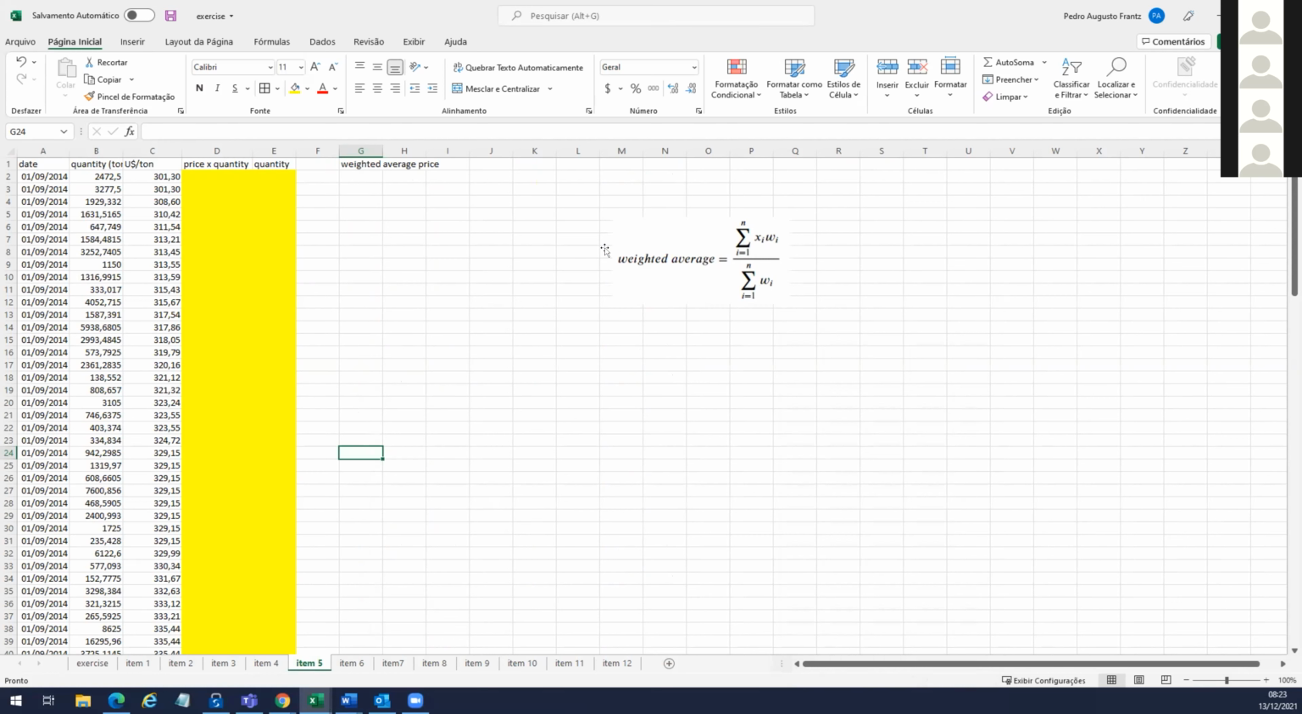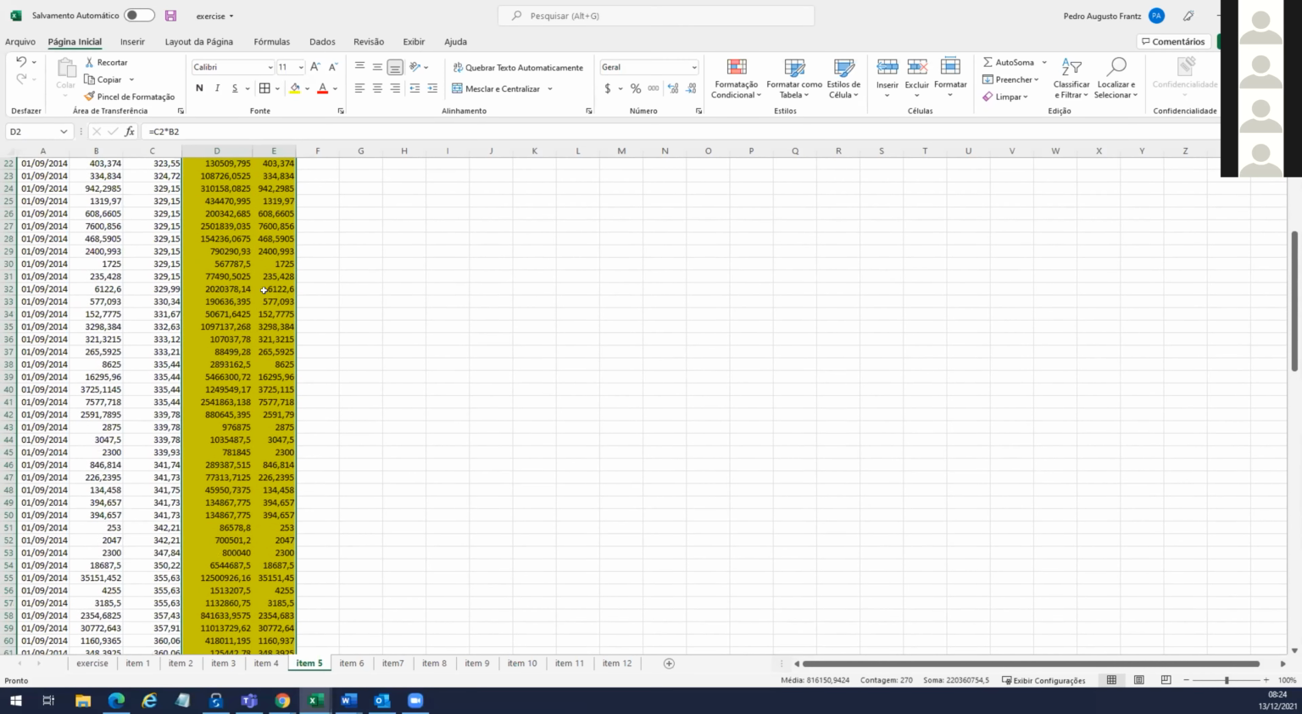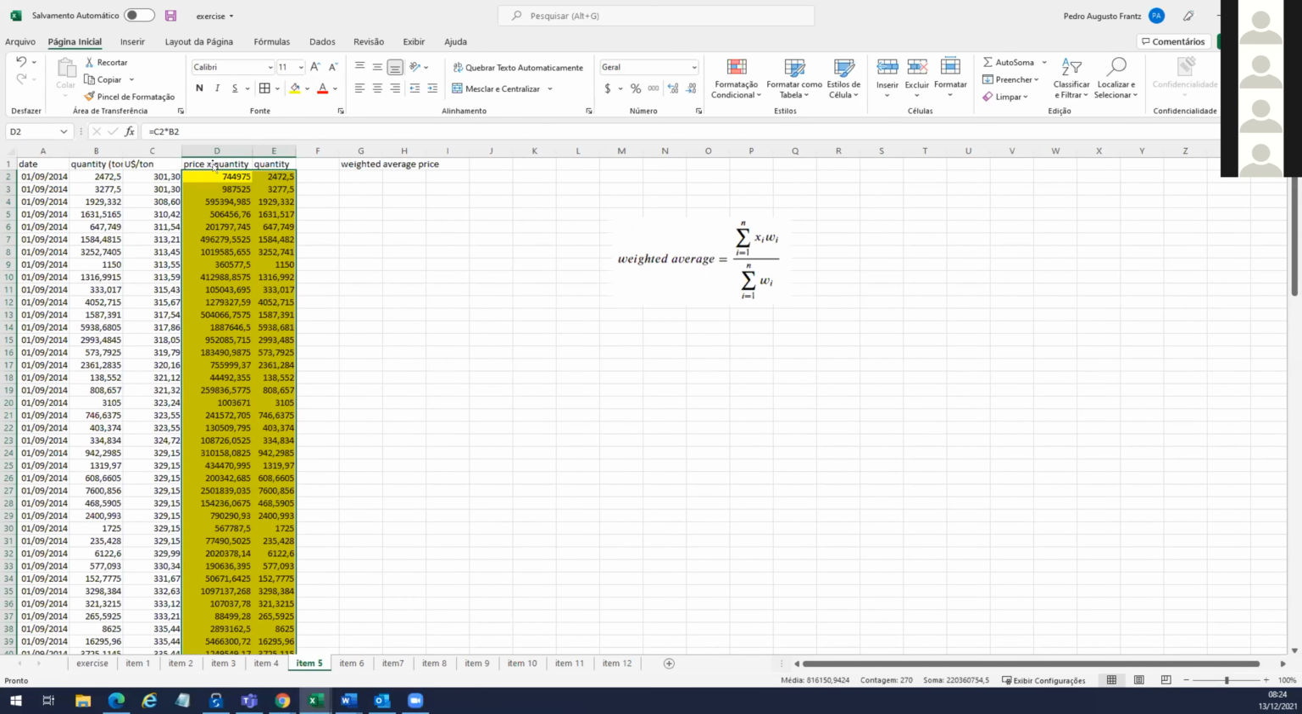This is what we will do now. We have price with quantity here, equal price versus quantity, and quantity here. I will replicate this formula to our database, and now you have 3 days of the calculated quantity and price times quantity.